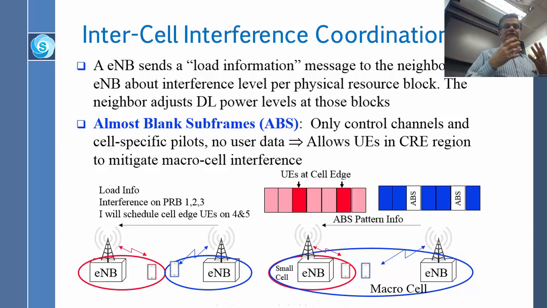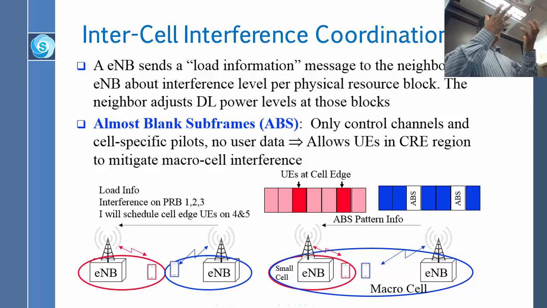So everything is enhanced. Enhanced intercell interference coordination. It would have been called before evolved intercell interference coordination. eICIC is enhanced. ICIC is that intercell coordination, but now we have a better one. So it sends a load information message to the neighboring eNB per physical resource block, and the neighbor adjusts the DL power level at those blocks. So now we are going to do even better than before.